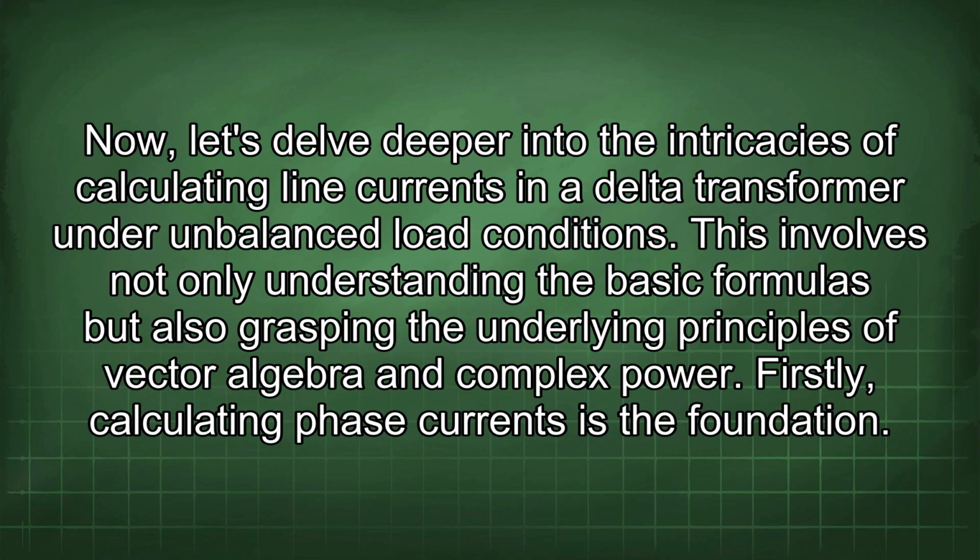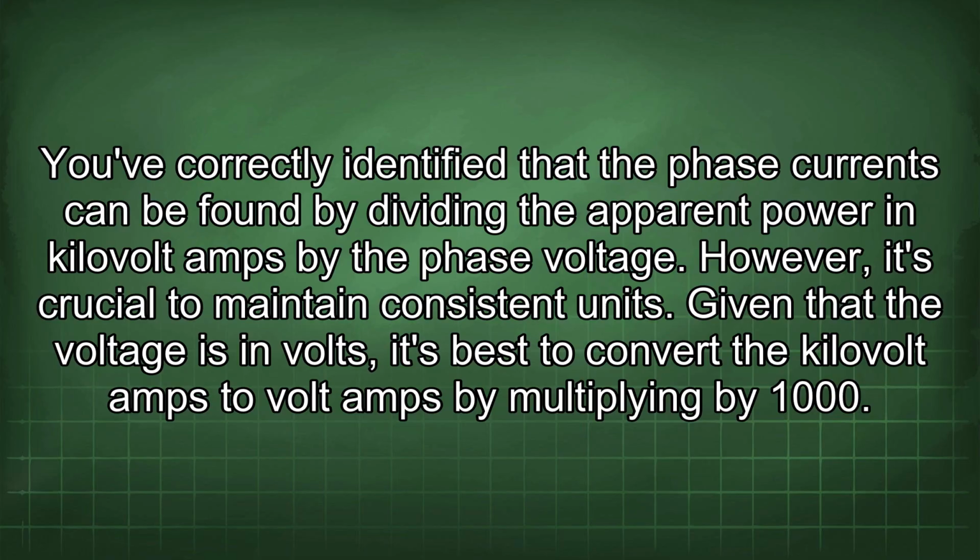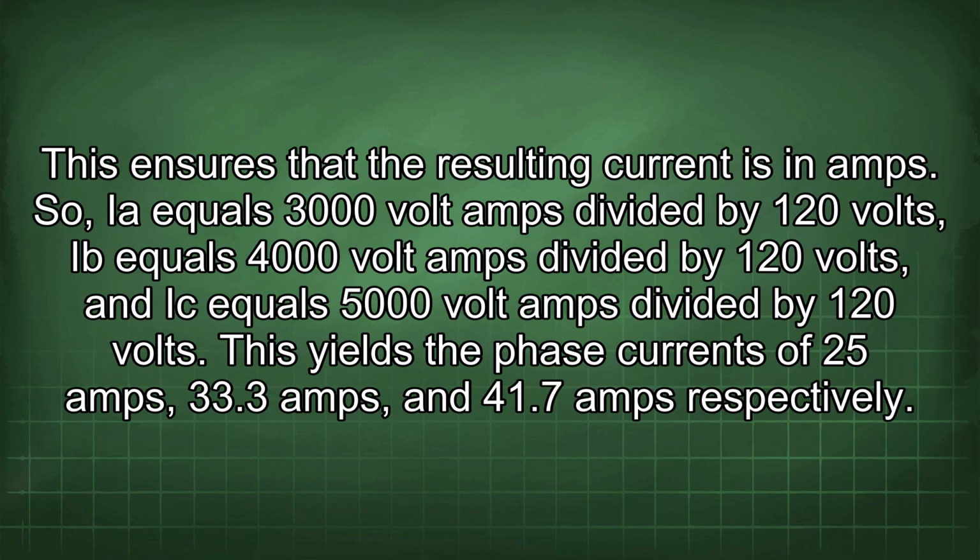Now let's delve deeper into the intricacies of calculating line currents in a delta transformer under unbalanced load conditions. This involves not only understanding the basic formulas but also grasping the underlying principles of vector algebra and complex power. Firstly, calculating phase currents is the foundation. The phase currents can be found by dividing the apparent power in kilovolt amps by the phase voltage. However, it's crucial to maintain consistent units. Given that the voltage is in volts, it's best to convert the kilovolt amps to volt amps by multiplying by 1000. This ensures that the resulting current is in amps.